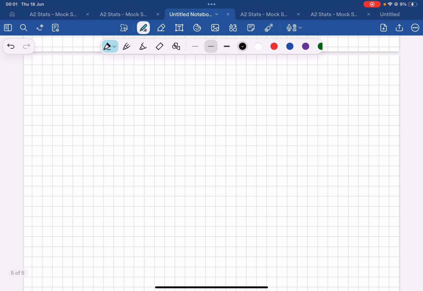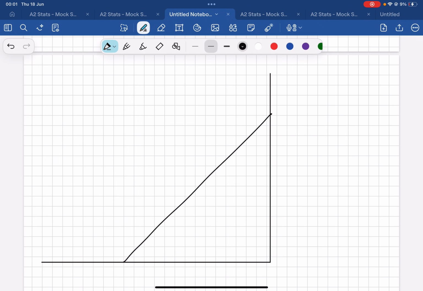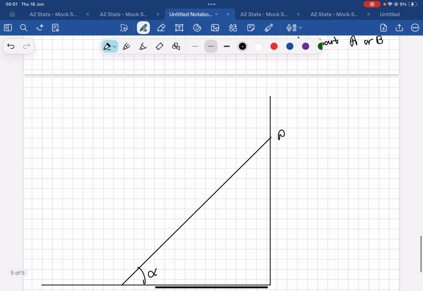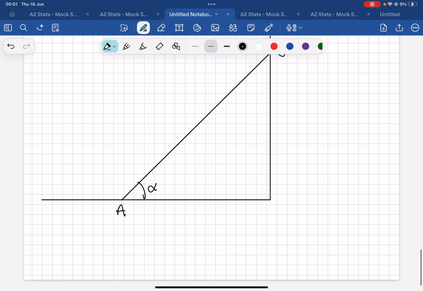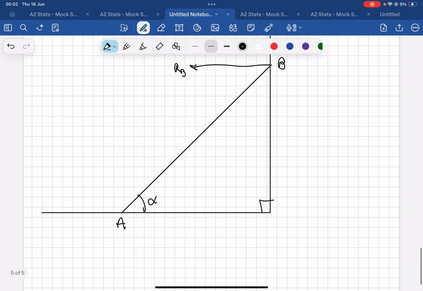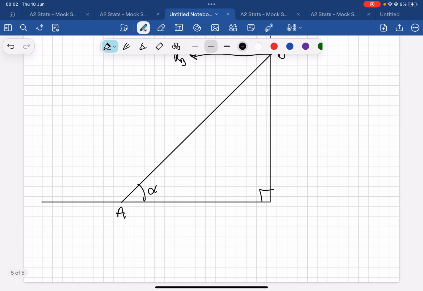Now we're on a more complicated diagram, and that is a ladder diagram. We've got a ladder resting on a wall and it's inclined at angle alpha again. Point A and B is 90 degrees. Got a reaction here called R B. Let's assume that both walls are rough, so both surfaces are rough.